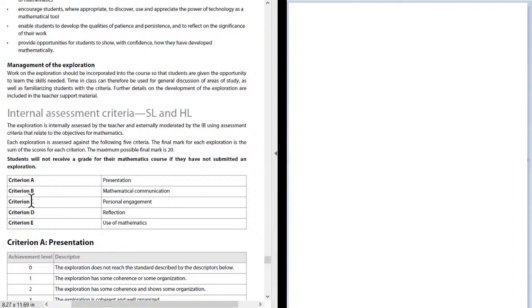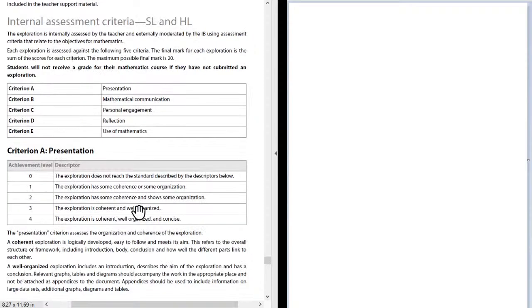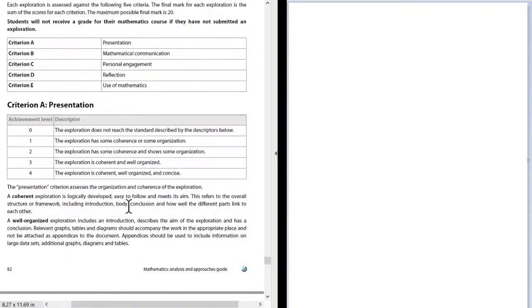For the two new HL courses, they have the same criteria, and the two SL courses have the same criteria. There is a lot of similarity in these criteria. The only difference is in use of mathematics. So, criterion A, presentation: a coherent exploration that is easy to follow and meets its aim.